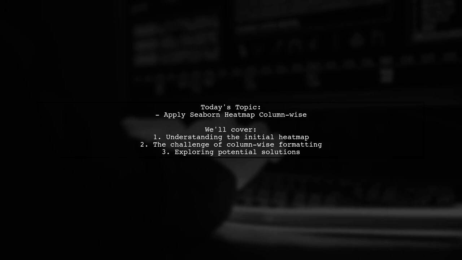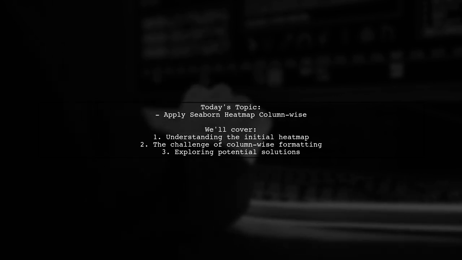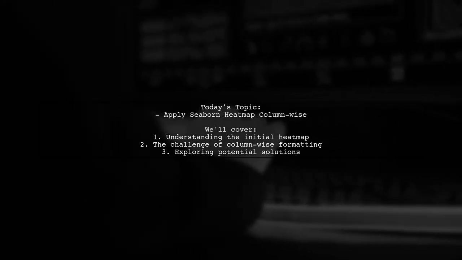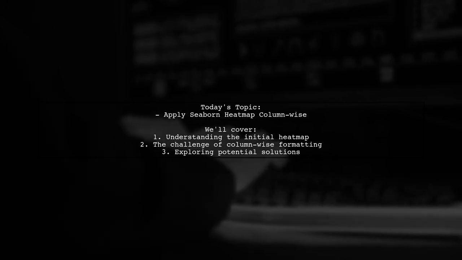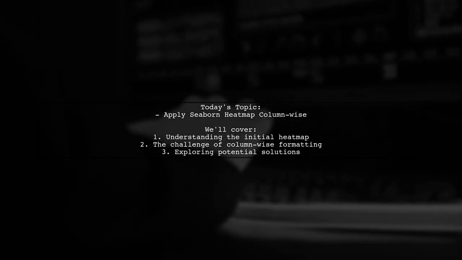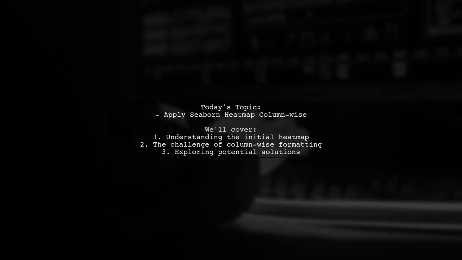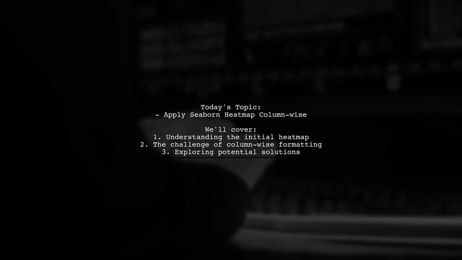Today, we're tackling a question that many data enthusiasts encounter. Our viewer is curious about how to apply a Seaborn heatmap column-wise on a Pandas data frame. They've successfully created a heatmap for the entire data frame, but they want to know how to format each column individually, similar to conditional formatting in spreadsheets. Let's dive into the details and find a solution together.